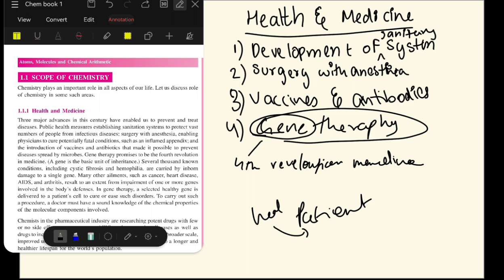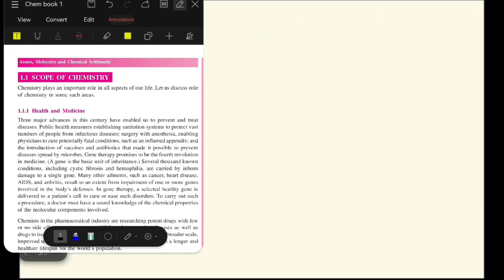Also, chemists help us in health and medicine. Chemists help to create drugs or medicines which can treat cancer, AIDS, organ transplant, and also increase lifespan. Okay, so that is the chemist's role inside health and medicine. Now we can jump to our next heading, which is energy and environment.